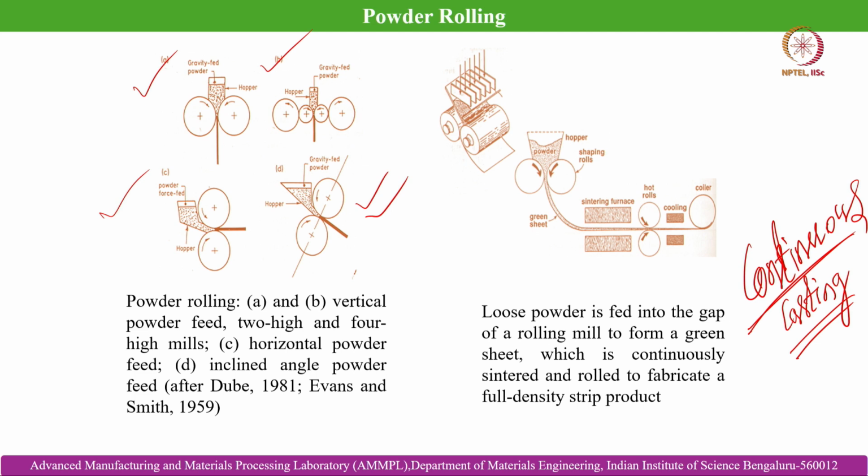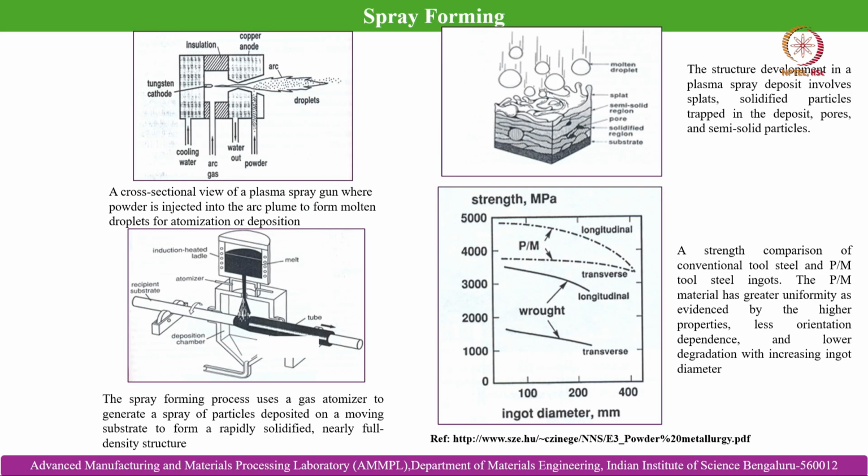In this case, the powder aggregate is getting deformed in the form of a green sheet, and then it undergoes sintering and subsequent hot rolling. So that it can achieve densification by sintering when passing through the sintering zone of the sintering furnace, and then subsequent plastic deformation by hot rolling, and thereby we can directly get the full density strip product from the powder aggregate kept at the hopper. So, this is how we can get it.